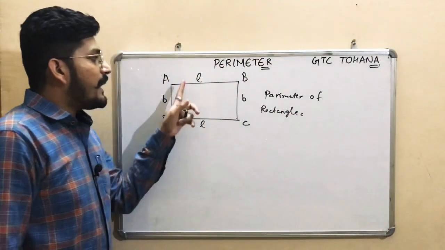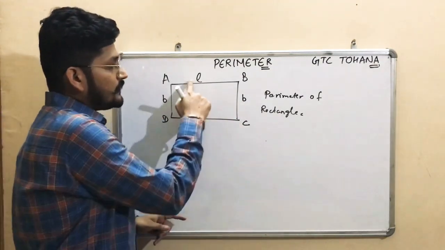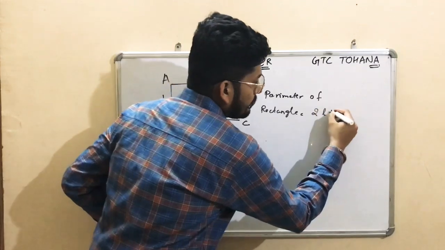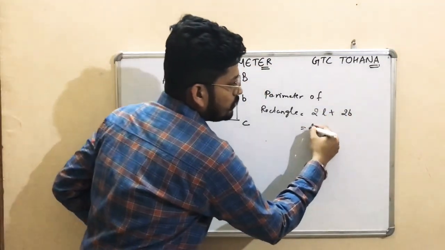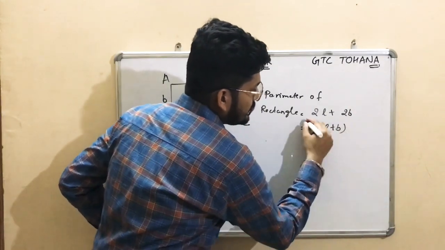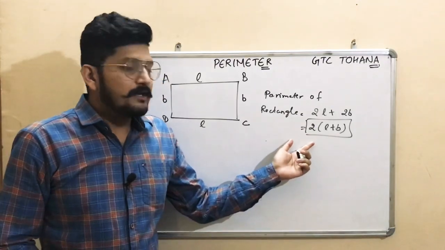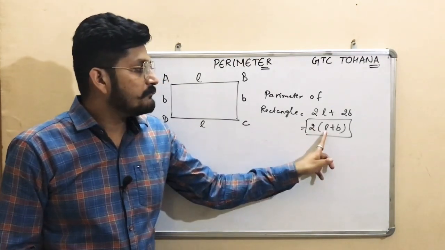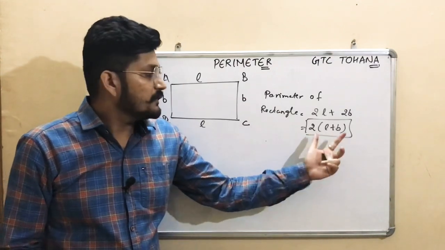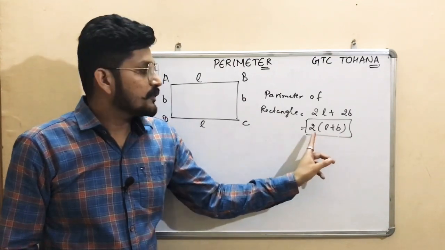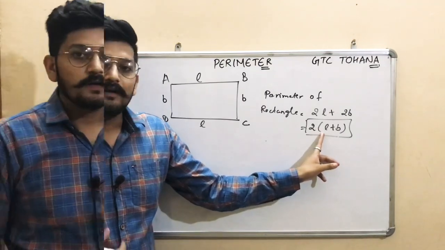Just simply add these sides. L plus B plus L plus B. L plus L, this is 2L. B plus B, this is 2B. Now you have to take 2 common: 2 into L plus B. This is the basic formula of the perimeter of a rectangle. If you want to find the perimeter of a rectangle, then you need to have length and breadth. So what do you have to do? 2 into L plus B. First you have to solve the bracket, after that, what do you have to do? You have to double it. This will be the perimeter of the rectangle.